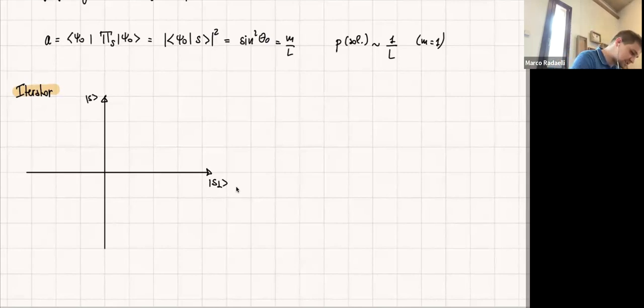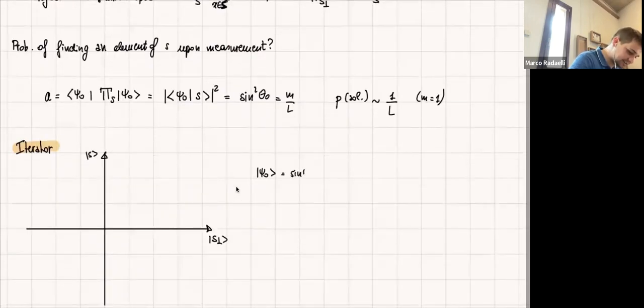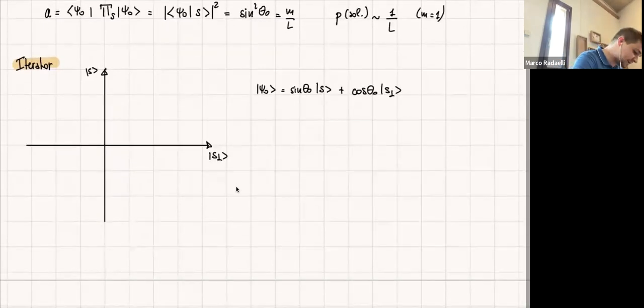Our state psi naught, which in this bidimensional space was sine theta naught solutions plus cosine theta naught non-solutions, can be represented by a vector in the space. It will be something like this: our psi naught vector.